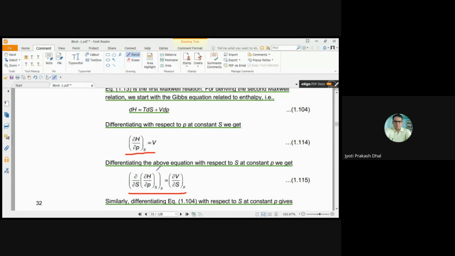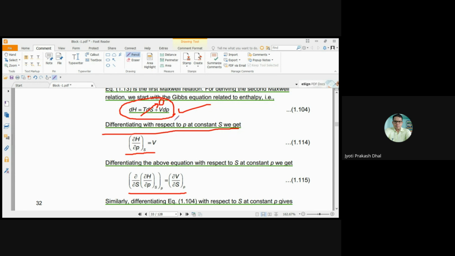And similarly, we'll move to derive the other Maxwell's relationships. Again, we know that according to the Gibbs equation, dH equals TdS plus VdP. Differentiating this equation with respect to pressure at constant entropy, we can write del H by del P at constant entropy equals V. Because the entropy will be constant, this term will become 0, and we are differentiating this equation with respect to P.